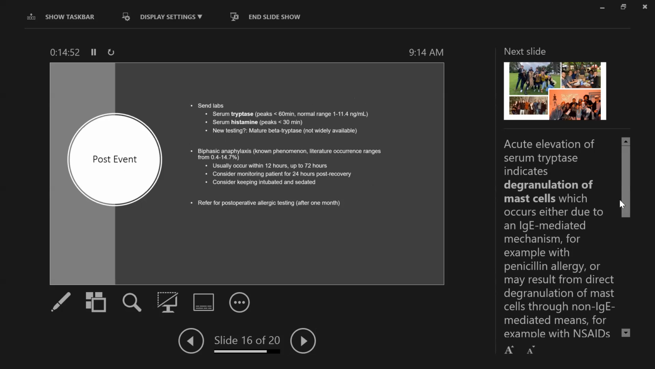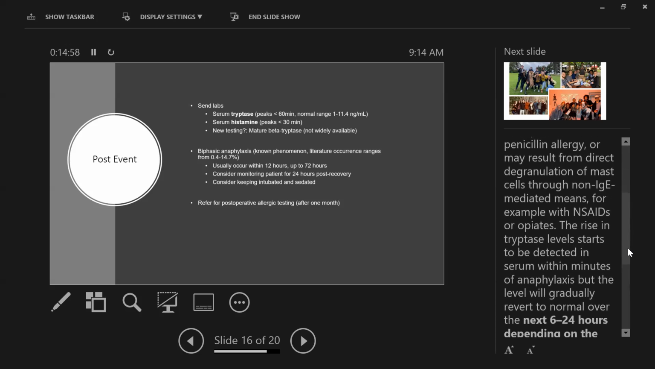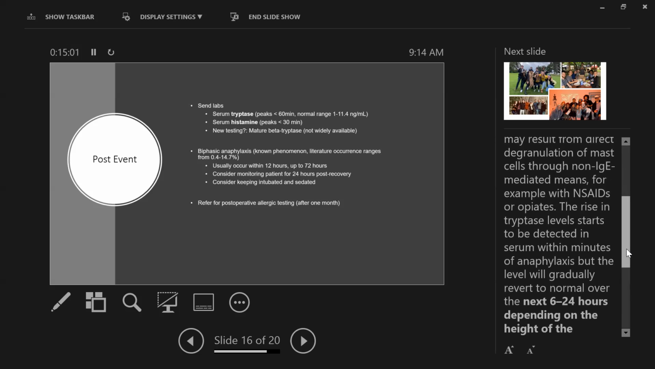So basically, acute elevation of serum tryptase indicates degranulation of mast cells, and they usually stay elevated for about 6 hours after the event. So ideally, you would send those. You can also send serum histamine, but it peaks about a half an hour after the initial reaction, and goes back to normal levels, I think, after around an hour or so. So sometimes it's not always possible to get histamine levels, so that's why we usually send a tryptase. And then tryptase usually returns to normal levels about 6 to 24 hours post-event.